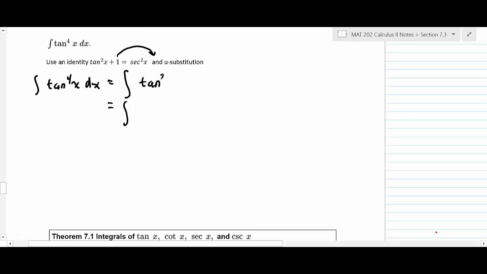So let's write that as tangent squared x times tangent squared x dx. Now there's a reason why I'm doing that. We're trying to see if we can get a U substitution out of this. I'm going to keep this one, just leave that one alone. This one is the one I'm going to replace with that identity. Then I'll show you what my thought process is. So let's leave that as a tangent squared x. Let's change that tangent to secant squared x minus 1 dx like that.